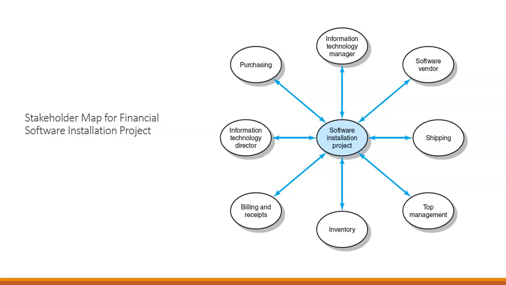So when we think about how we're going to get this project off the ground, we have to think about how we're going to work with these different stakeholders. We obviously want the information technology director and the information technology manager on board with this software installation project. They're going to be key helpers in our implementation of this project. The software vendor is also a huge stakeholder because we're purchasing a product from them. So whatever resources they offer us in training, in installation management, etc., are going to be very beneficial to us.